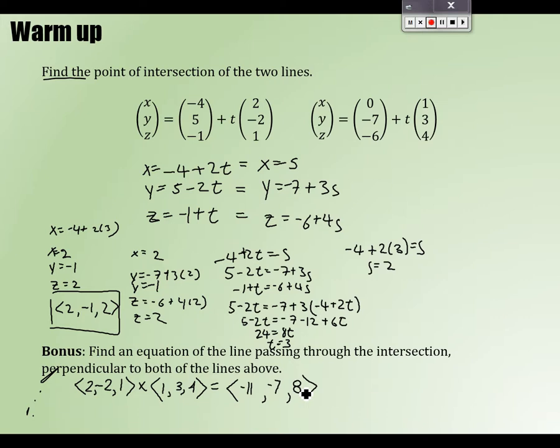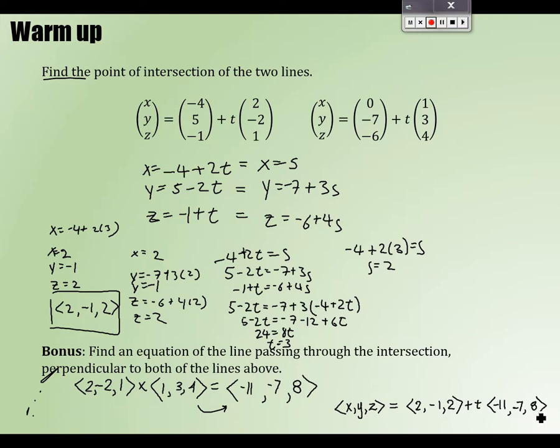Okay. So then, once you have that, now you have a direction vector for your new line. And you have a position vector right here, and you can just write it down. It's x, y, z. By the way, there's more work to be shown here. We just skipped over the details, right? What is that? 2, -1, 2, plus t times this, -11, -7, 8.